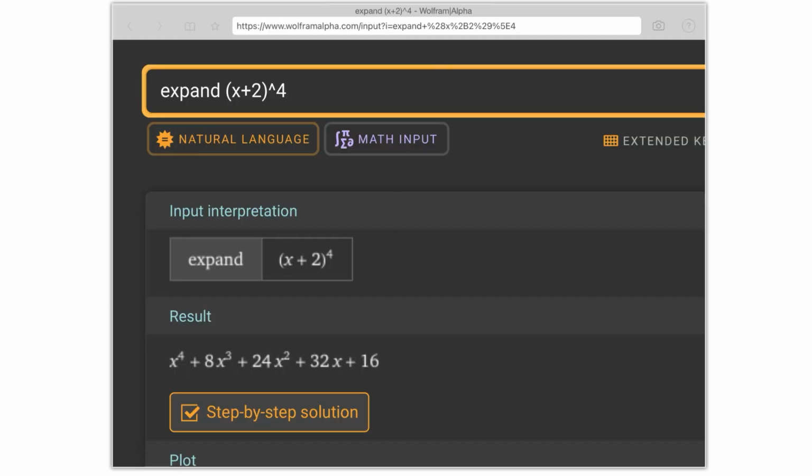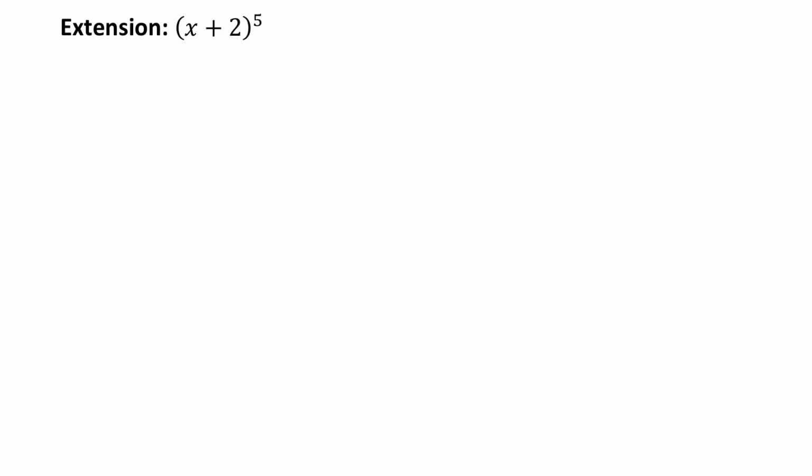All right, great news. When we type in expand x plus 2 to the power of 4, the computer recognizes our input and gives us x to the 4 plus 8x cubed plus 24x squared plus 32x plus 16. So our shortcut gave us the same thing as the computer doing the algebra. And so, yeah, I think we're good to go. All right, so let's try x plus 2 to the power of 5. Go ahead and pause the video and give it a try.